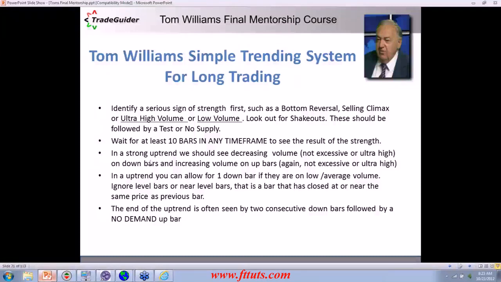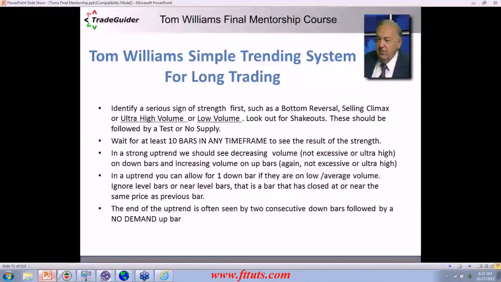That's important. Now, in a strong uptrend, and this bit is very important, we should see decreasing volume, but not excessive or ultra high, on the down bars, and increasing volume on up bars. But not excessive. You don't want to see ultra high volume anywhere, because ultra high volume probably means there's supply present. In an uptrend, you can allow for one down bar if they are on low to average volume. Ignore level bars or near level bars. That is a bar that is closed at or near the same price level. The end of the uptrend is often seen by 2 consecutive down bars followed by no demand.